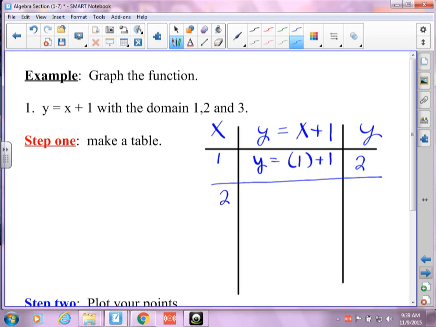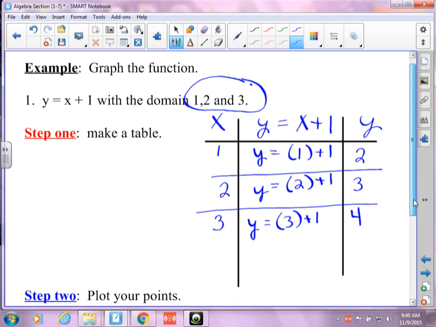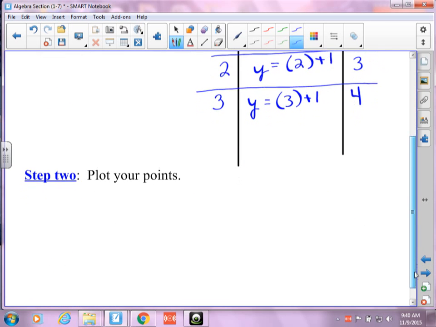I'm going to put in 2 because, again, that's in my domain. 2 plus 1 is 3. And then finally, I'm going to put in 3 because that's what they told me to do. And I end up with 4. I don't have to show another step in there. This is only a one-step equation process. If you want to show another step, you may. Okay, now the next step says to plot your points.